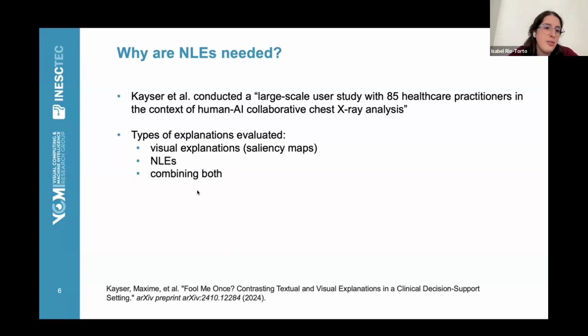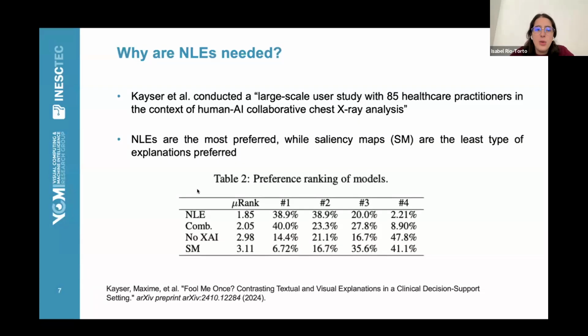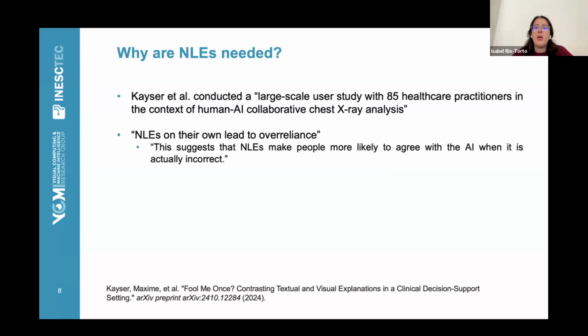And for the sake of time, I'll just give you the high-level results. So they found that NLEs are the most preferred, the top ranked modality of explanation, and saliency maps were the least preferred type of explanations. But they also found that NLEs on their own lead to over-reliance. Basically, people are more likely to agree that the AI model is correct when they see the natural language explanation, even if in fact the AI model is incorrect.